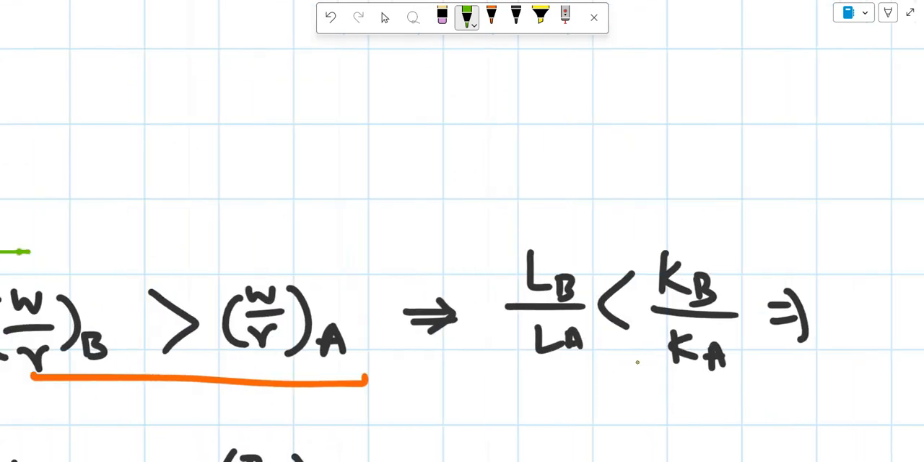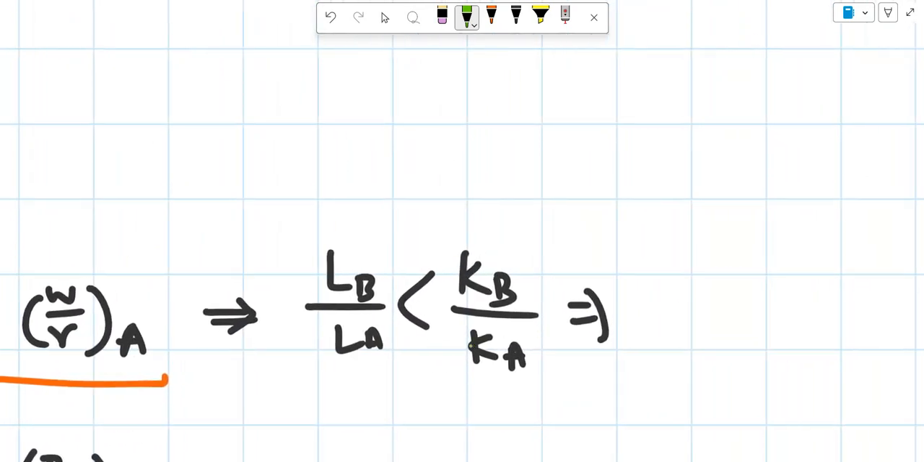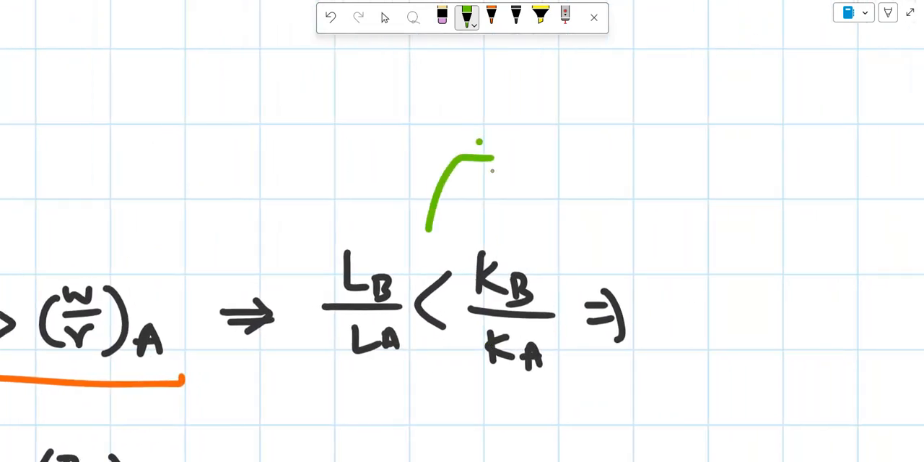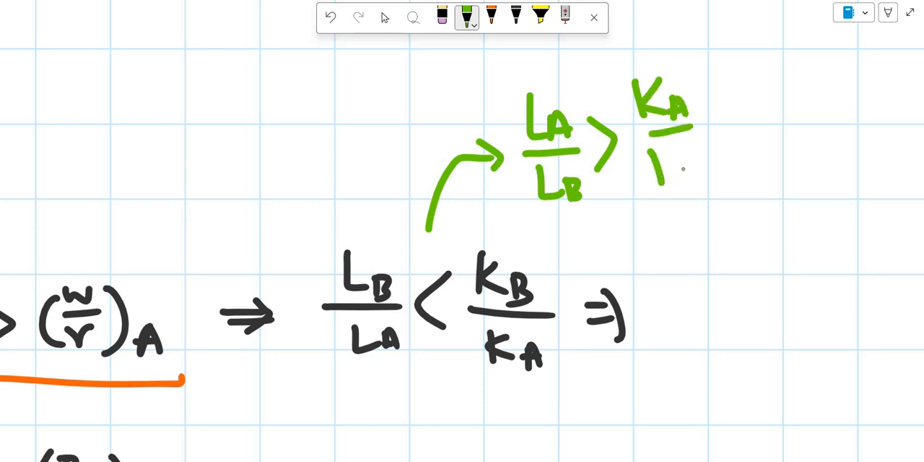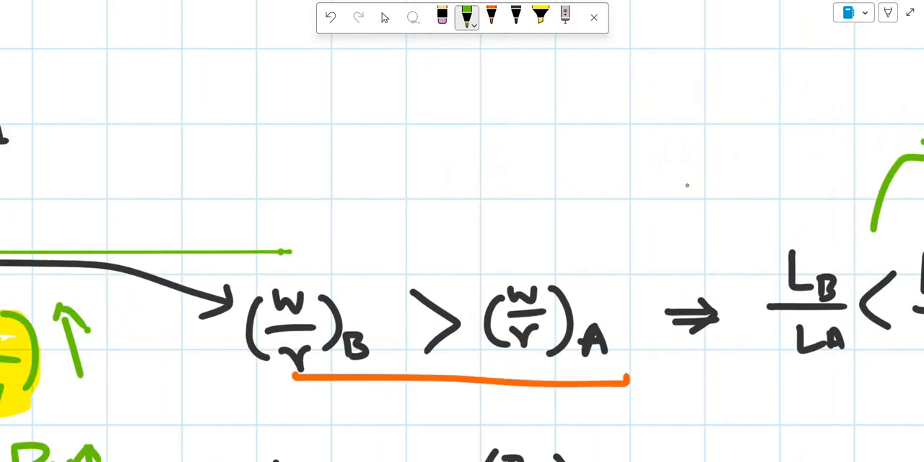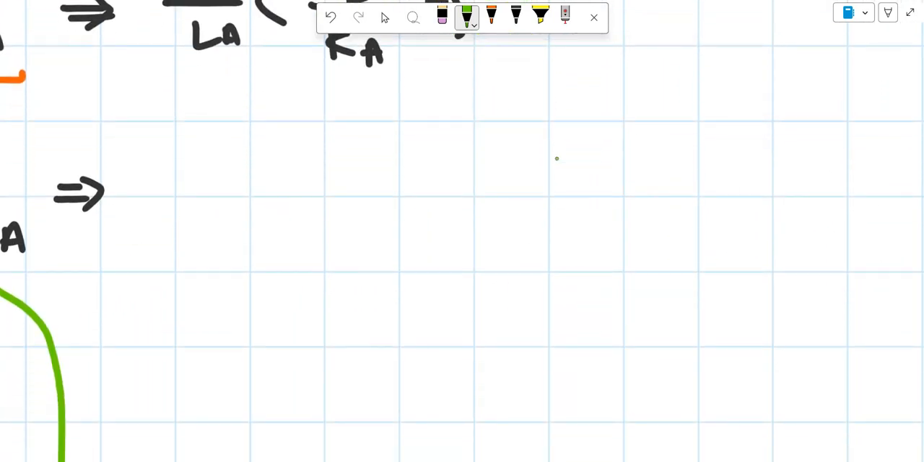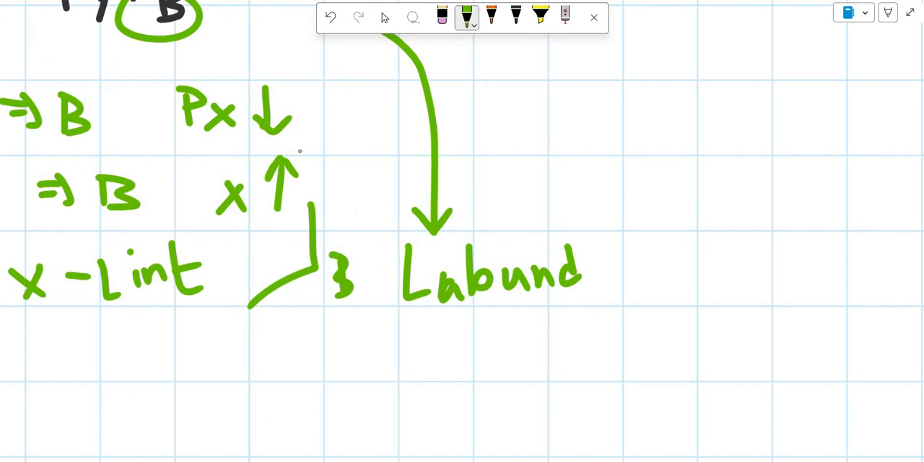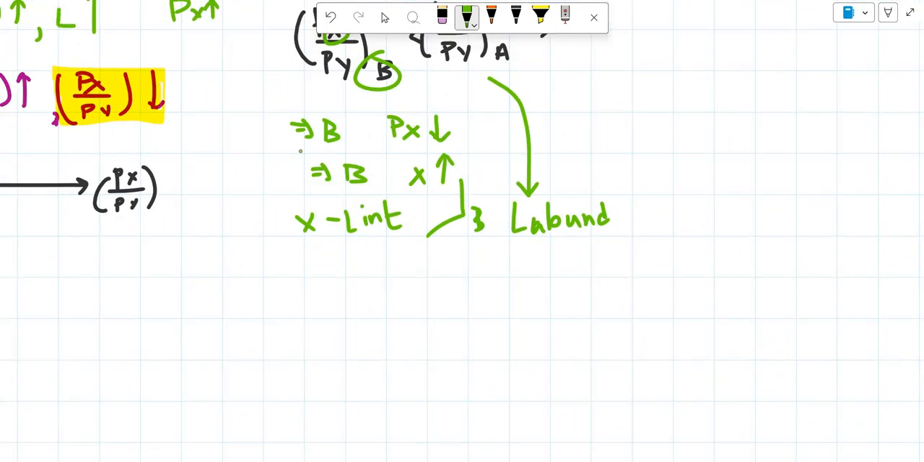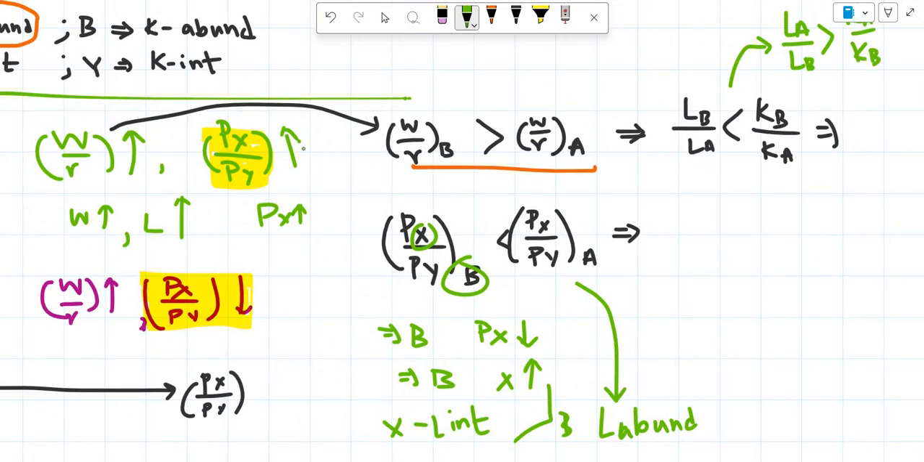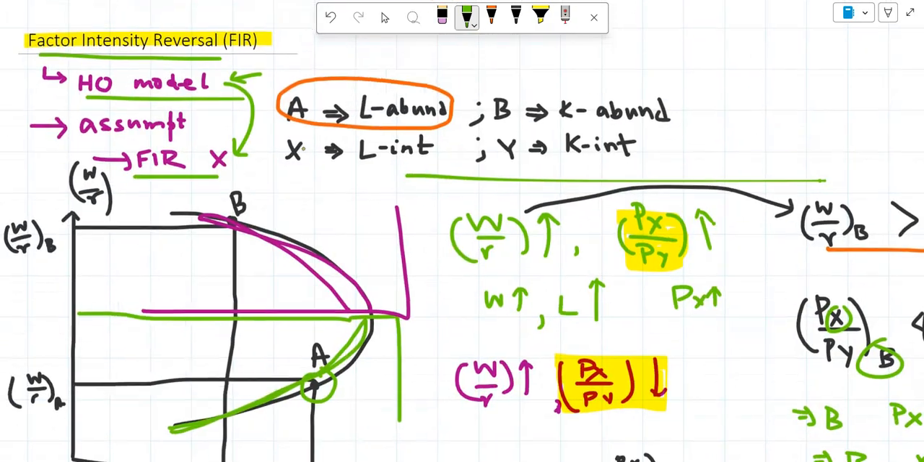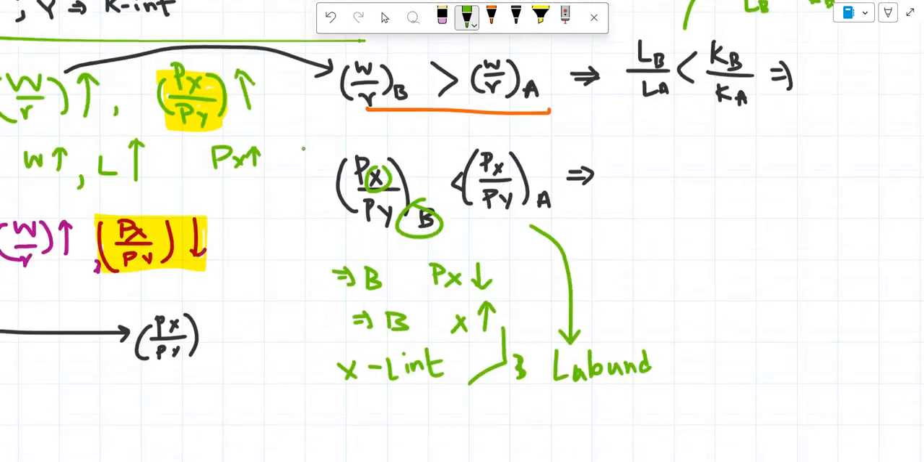But here we realize that if we write it in this way, LA by LB, the reciprocal basically, KA by KB, it says A is labor abundant. This is basically what we find here. A is labor abundant, but here B is labor abundant. How can two economies be labor abundant? This sort of inconsistency is basically the factor intensity reversal.